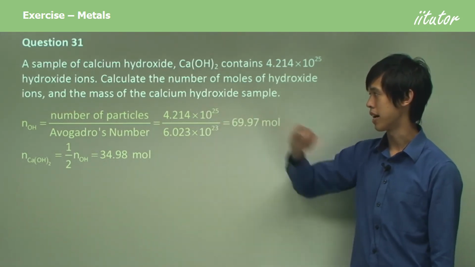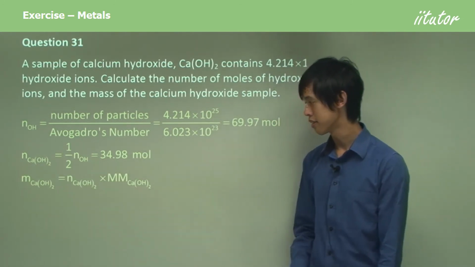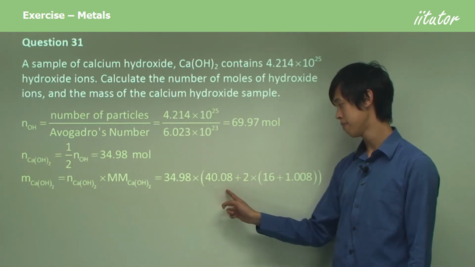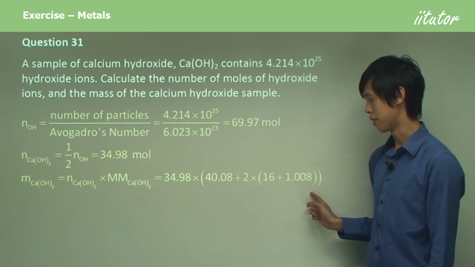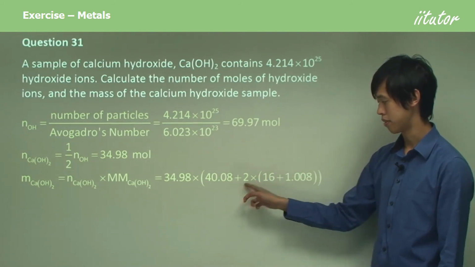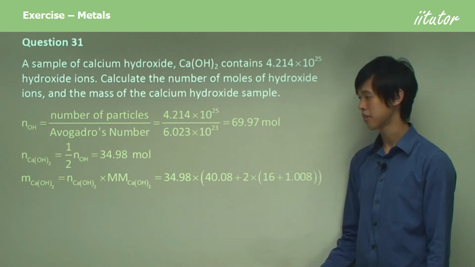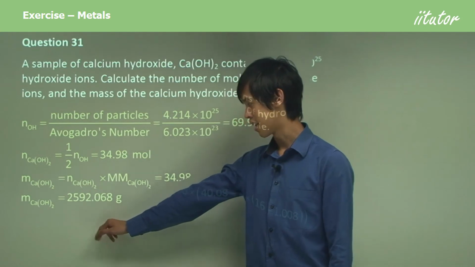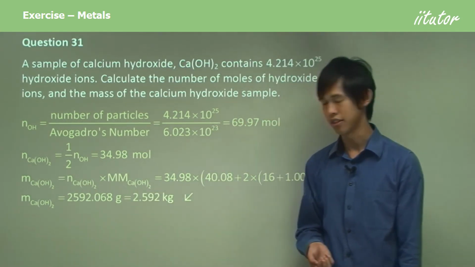Okay, the mass of calcium hydroxide. So it's just n times the molar mass, and the molar mass is 40.08, the calcium, plus 2 times 16 plus 1.008, the hydroxide, times 2, okay, times 34.98, which is the number of moles. And so you finally get 2,592.068 grams, or 2.592 kilograms.